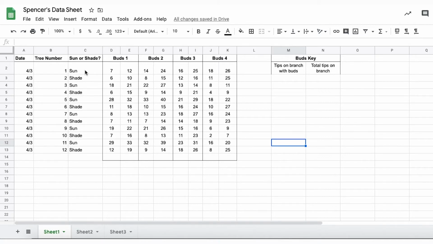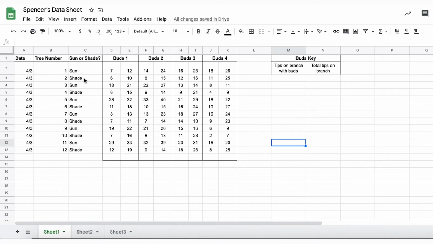If you remember my experiment, I took a branch and I counted how many total tips there were on the branch, and then of those total tips, how many of those had a bud on them. I repeated this for 4 different branches on each tree, and for 12 different trees, 6 in the sun and 6 in the shade.